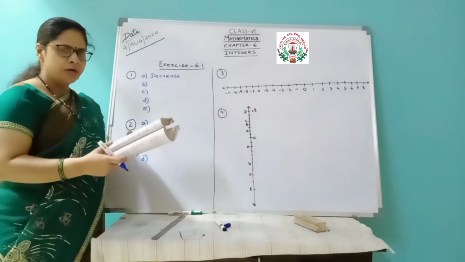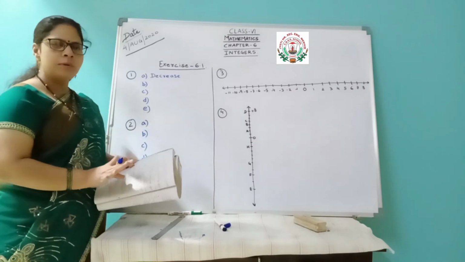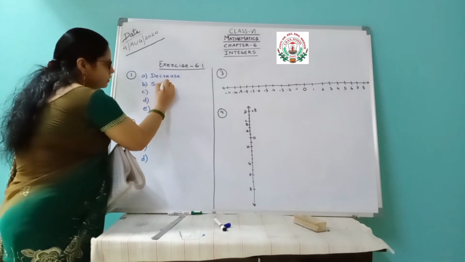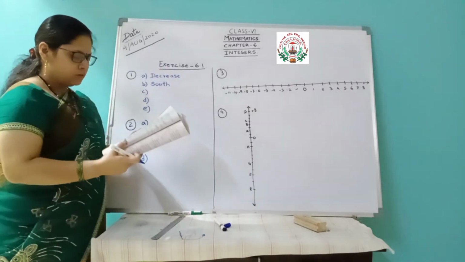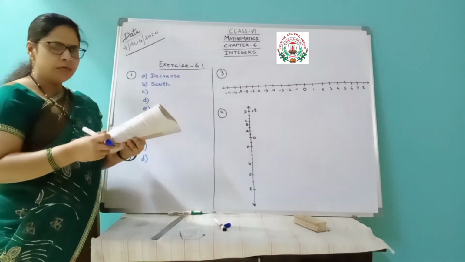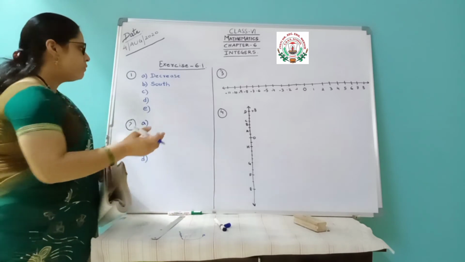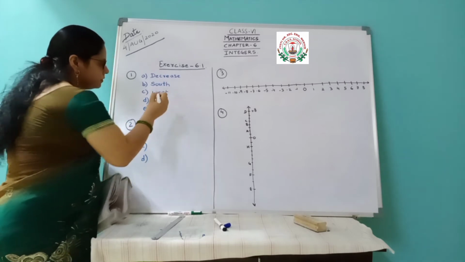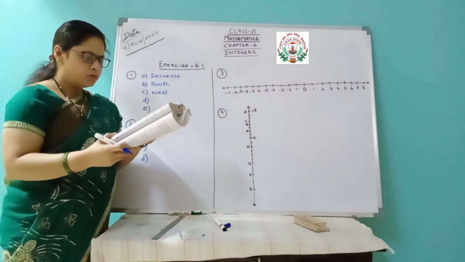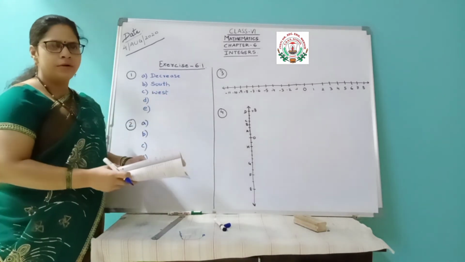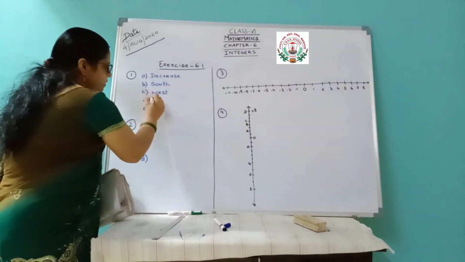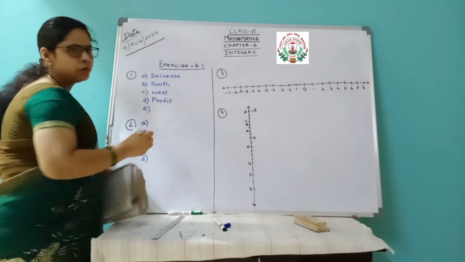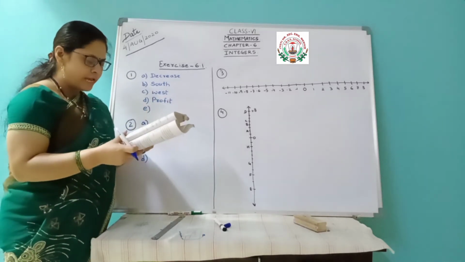Then 30 kilometer north. 30 kilometer will be as it is. North opposite is south. In place of north you will write south. Then 80 meter east. East opposite is west. So 80 meter east, opposite is west. Then loss of rupees 700. Loss opposite is profit. So in place of loss you will write profit. Of rupees 700 will be as it is.